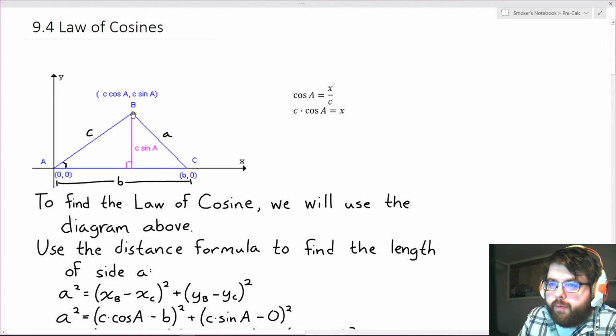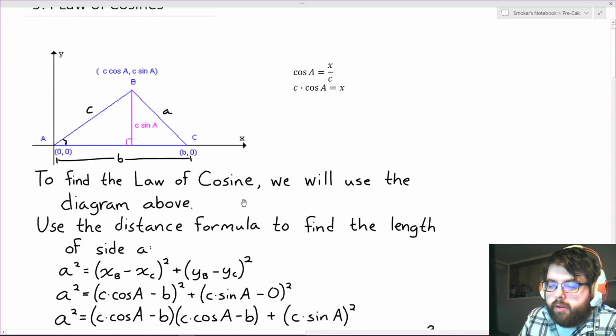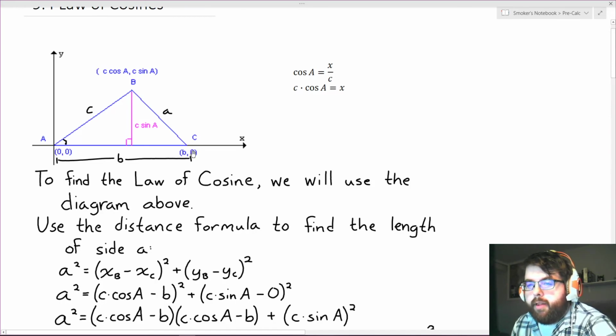But we're going to take the difference between the x value of this point, vertex B, and the x value of this point, and the difference between these 2 ordered pairs. So the difference between C times cosine A and B, which would be C cosine A minus B, squared, because of Pythagorean, plus C sine A minus 0 squared, okay? Because that's 0 if we put this vertex over here.